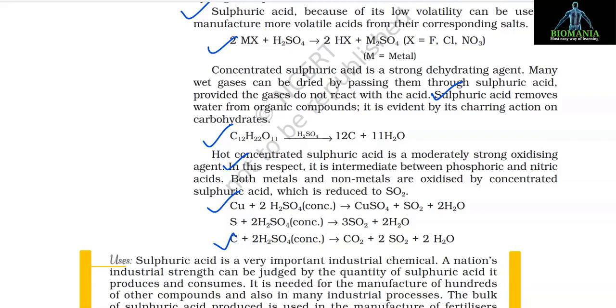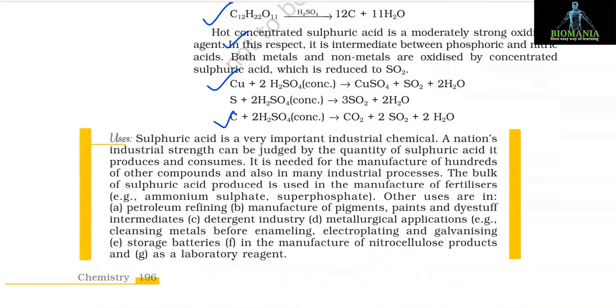Uses: sulfuric acid is a very important industrial chemical. A nation's industrial strength can be judged by the quantity of sulfuric acid it produces and consumes. It is needed for the manufacture of hundreds of other compounds and also in many industrial processes. The bulk of sulfuric acid produced is used in the manufacture of fertilizers, for example ammonium sulfate, superphosphate, etc.